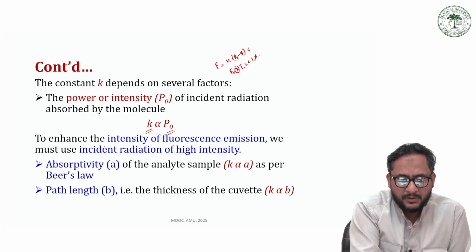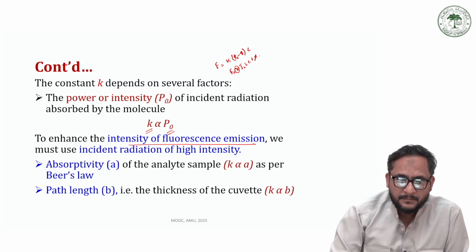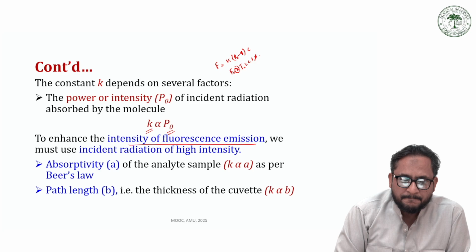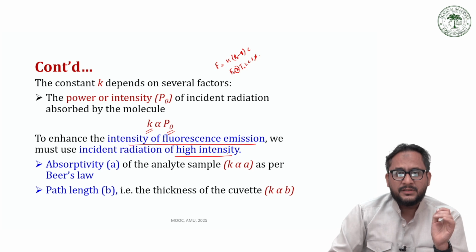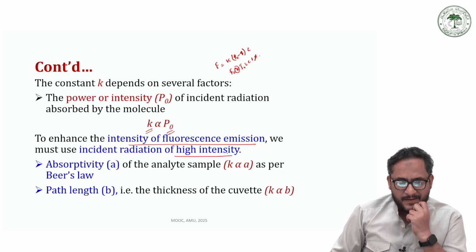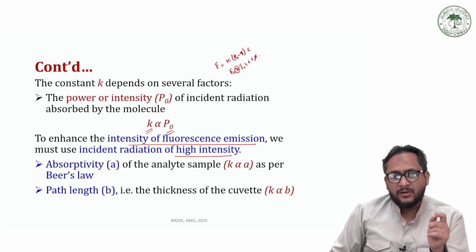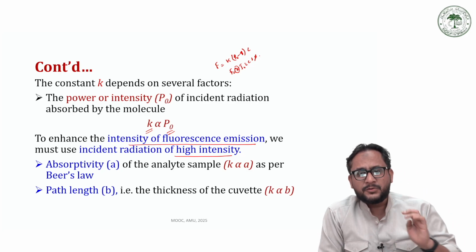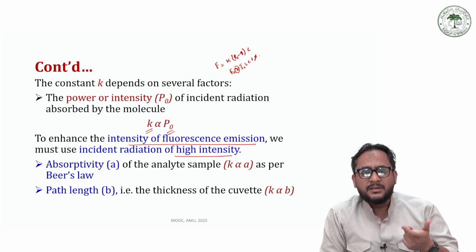Now, in order to enhance the intensity of fluorescence emission, what should we do? The first thing, we should use a light radiation of high intensity. The intensity of the incident light should be high. Because if the intensity of light radiation is high, and since fluorescence intensity depends upon it directly, it is directly proportional, it means that the chances of fluorescence emission would be high.